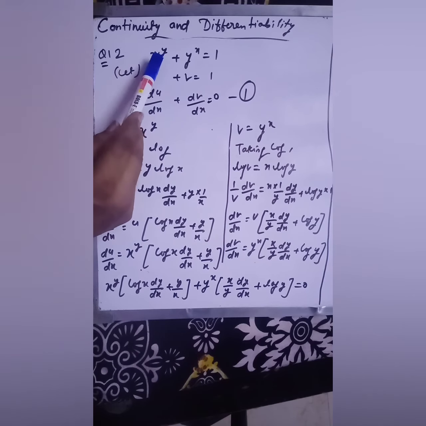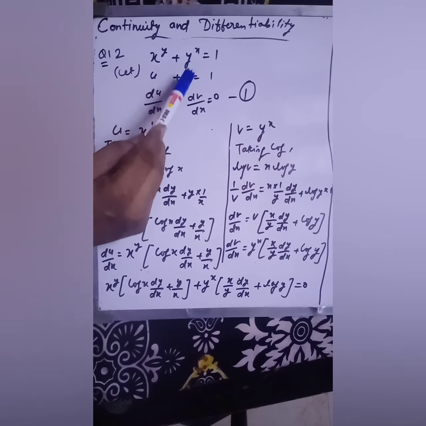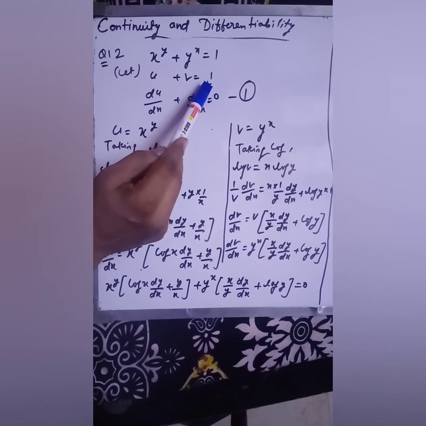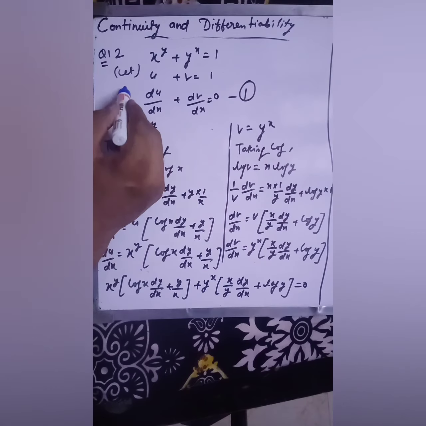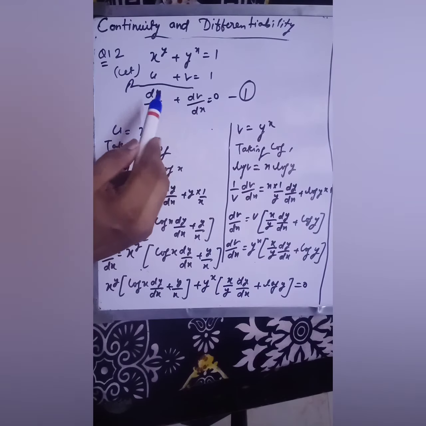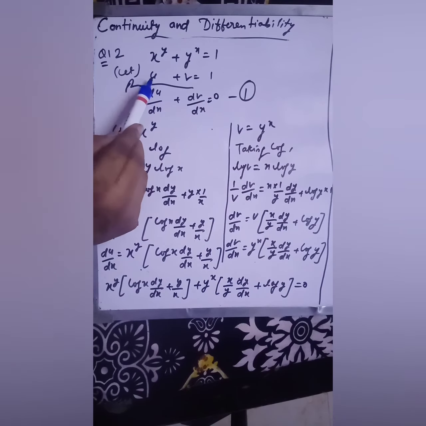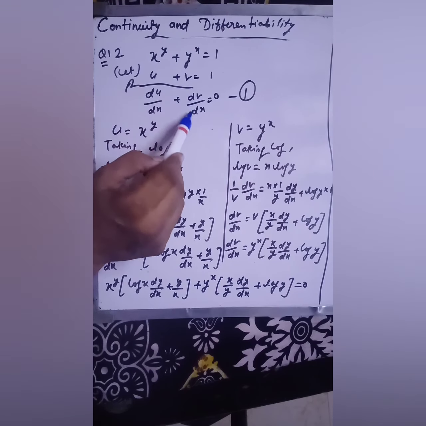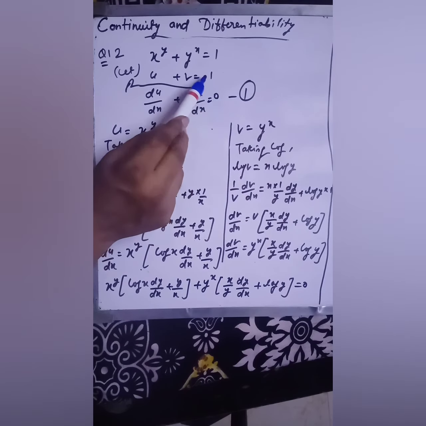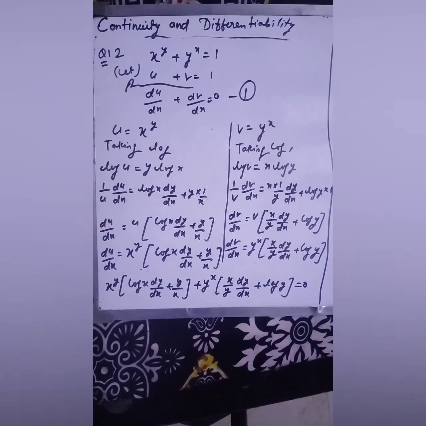So what I'm doing, I'm assuming that this is your u and this is your v, that is equals to 1. Now we are differentiating it, on differentiating with respect to x, you have to write the statement here. I'm not writing here, you have to write. So this is u, this will be du by dx plus this will be dv by dx, that is equals to 0 because the derivative of a constant is 0. So this is your equation number 1 here.